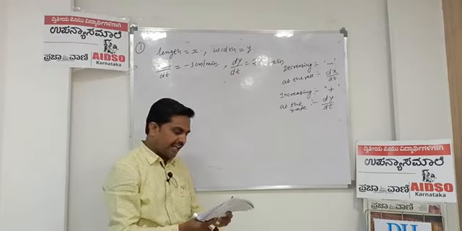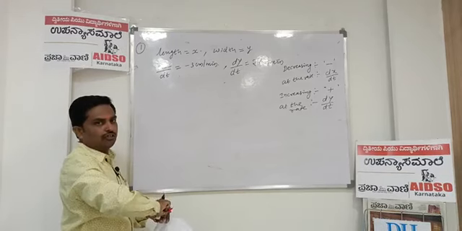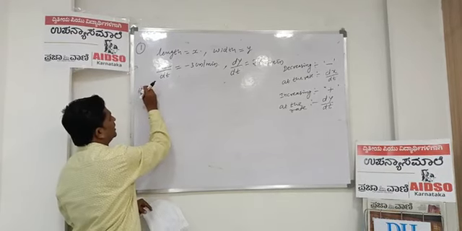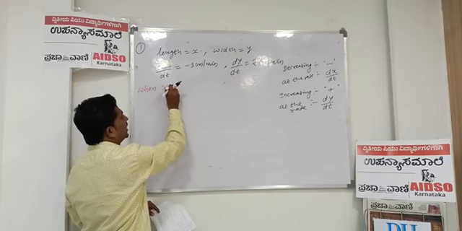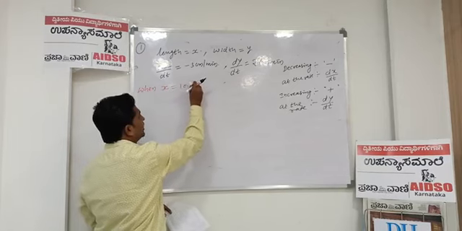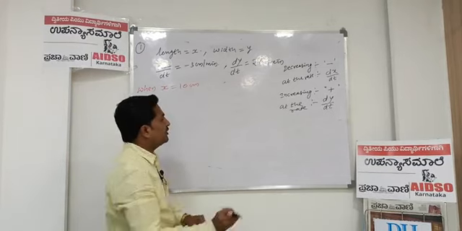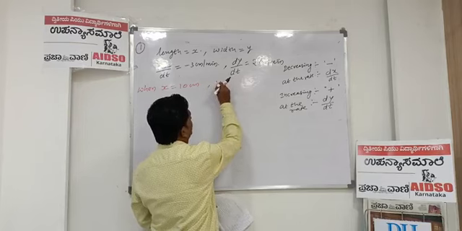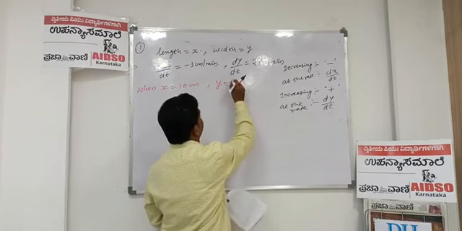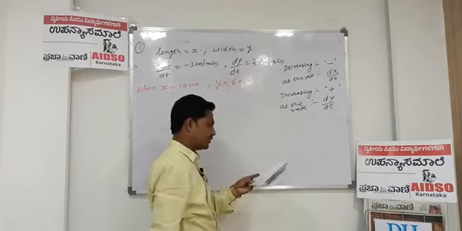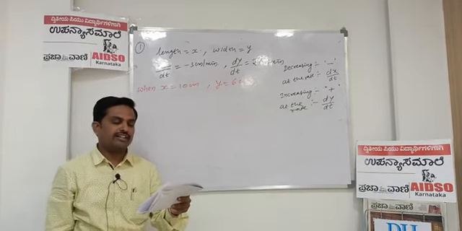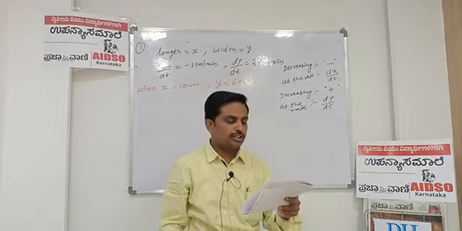Now when x is equal to 10 centimeters, one more data has been introduced. When x is equal to 10 centimeters, that is the length, and the width y is given as 6 centimeters. Then find the rate of change of the perimeter.